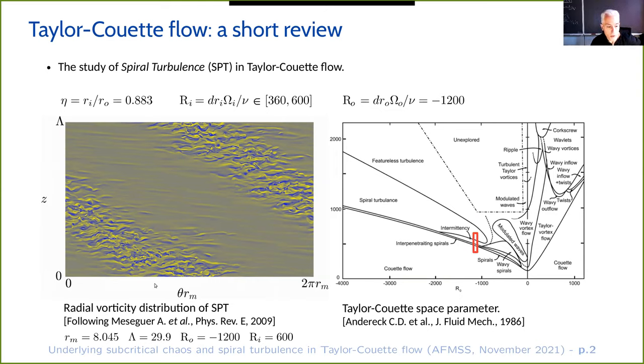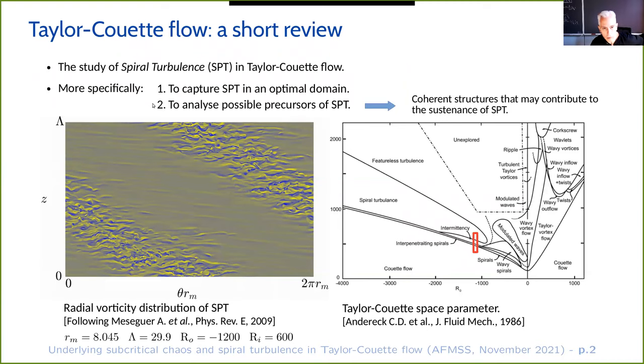And we are going to use a radius ratio, which is not a small gap, which is not narrow gap. We could consider that this is a small gap and not really narrow, okay? And our main goals are to capture spiral turbulence in optimal domains. I'm going to talk about this later. And to try to identify possible precursors of SPT from a deterministic point of view, okay?